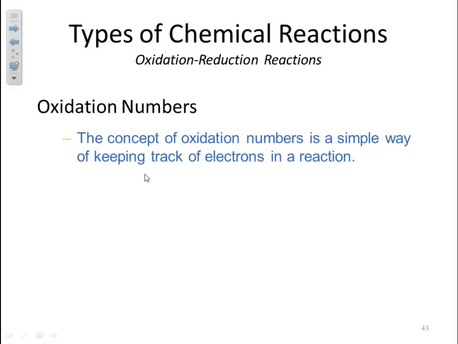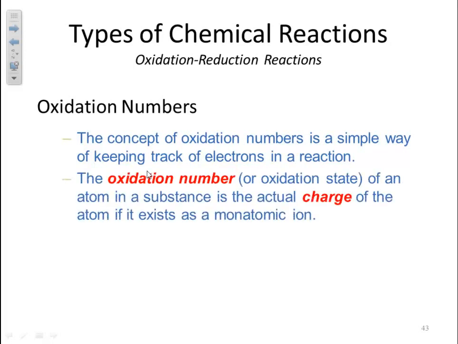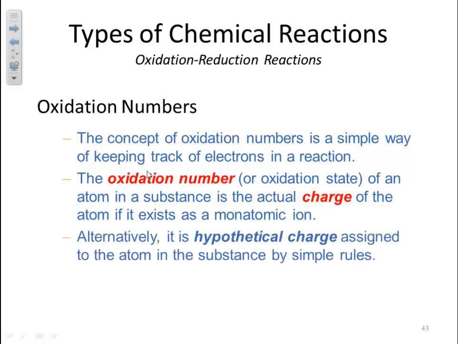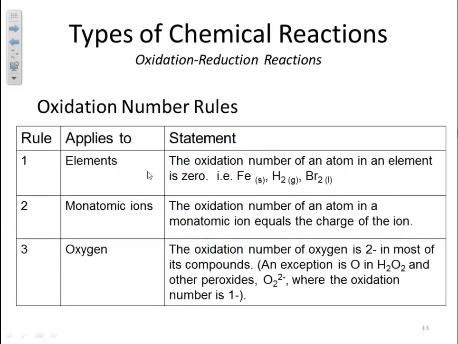The concept of oxidation numbers is a simple way of keeping track of electrons in a reaction. The oxidation number, or oxidation state, of an atom in a substance is the actual charge of the atom if it exists as a monatomic ion. Alternately, it's a hypothetical charge assigned to the atom in the substance by some simple rules. A lot of them you're already familiar with. Here are your oxidation number rules.